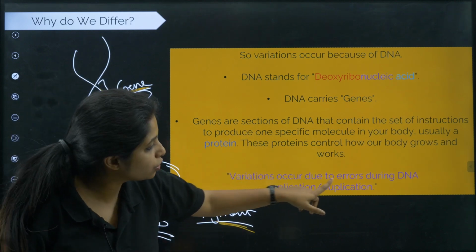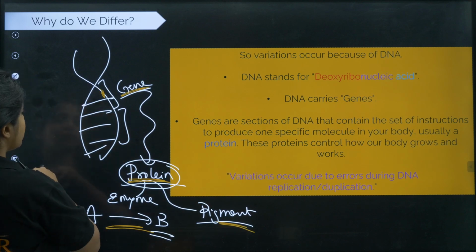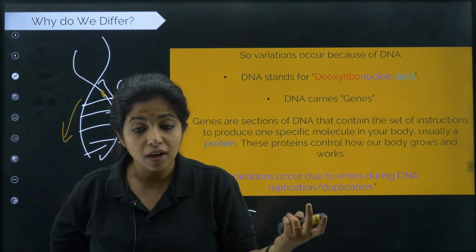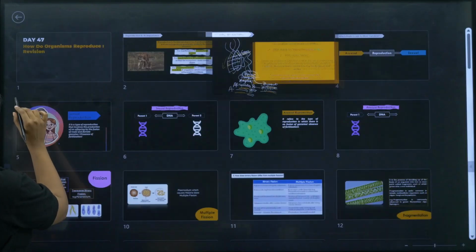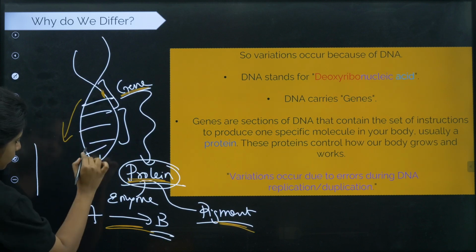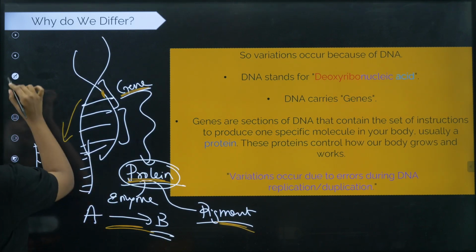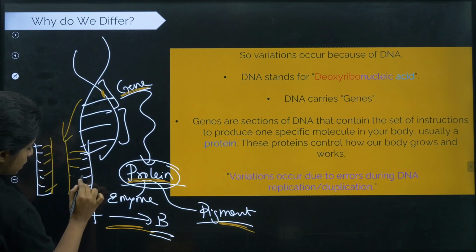So variations occur due to errors during DNA replication or duplication. So whenever this particular DNA strand decides that I have to duplicate myself so that other two cells also get my DNA, what do they do? Basically, they have to open up. First thing that they do is they have to open up. Okay, see, they opened up. Suppose this is one strand, this is the other strand. Now a new copy of it is being made over here. Here also a new copy of this is being made.